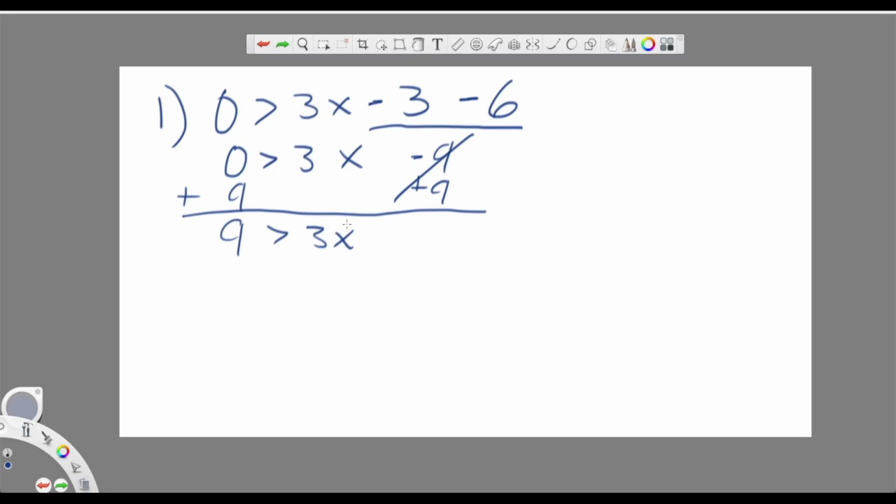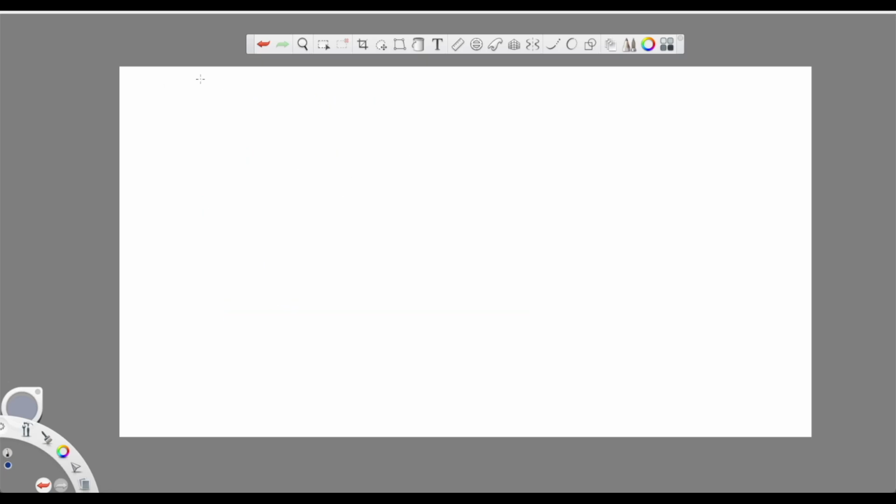Remember, our goal is to find the value of x. And in order to do that, we want to isolate it from whatever is happening to it. Right now, x is being multiplied by 3. So we're going to divide both sides by 3 in order to get the answer. 9 divided by 3 is 3. We're going to drop the greater than sign. These 3s cancel out. And we're going to get x is less than 3, or 3 is greater than x. Both ways of saying it is fine.